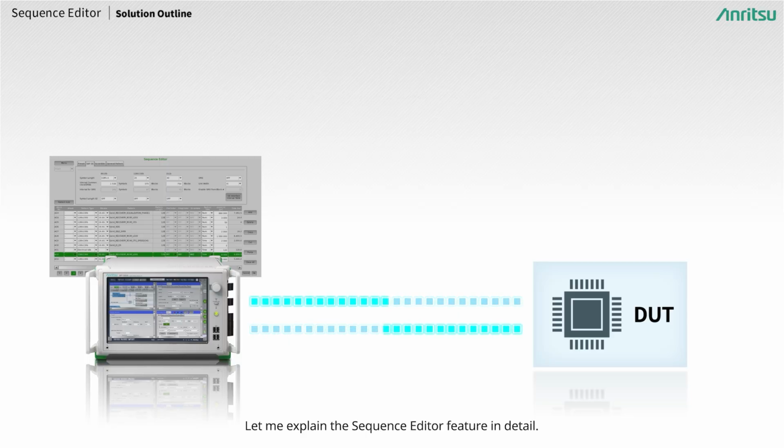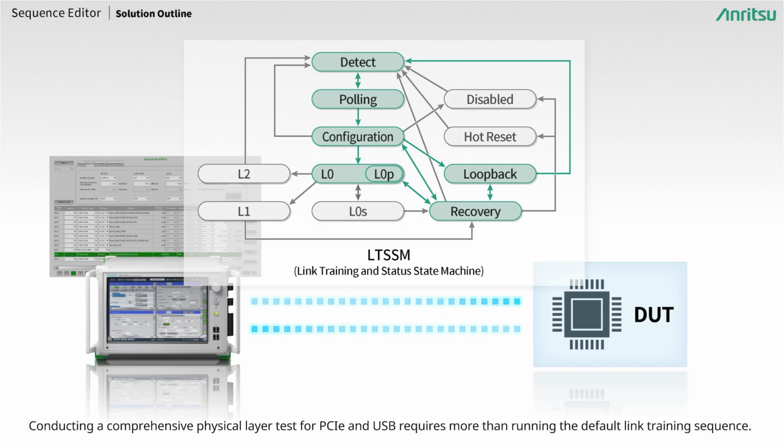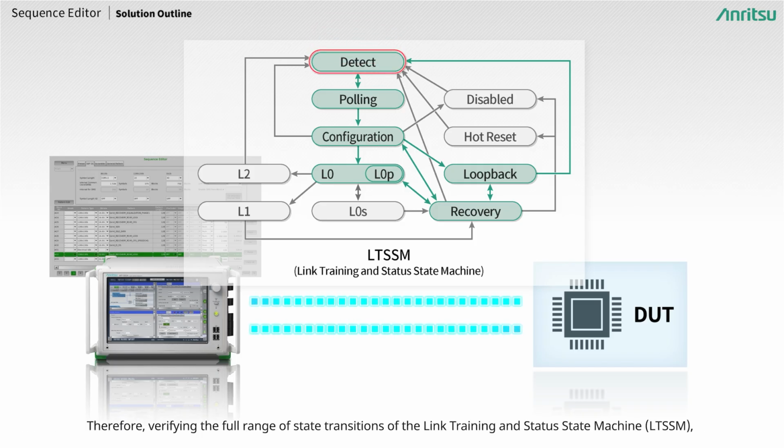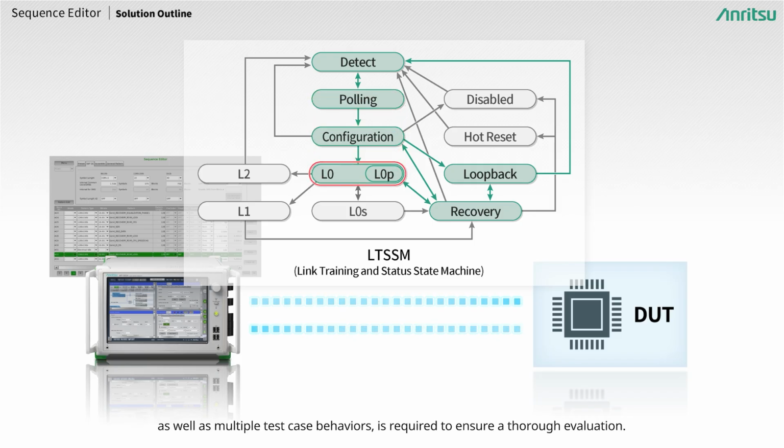Let me explain the sequence editor feature in detail. Conducting a comprehensive physical layer test for PCIe and USB requires more than running the default link training sequence. Instead, the test plan should cover all the state transitions defined by the standard as well as scenarios involving abnormal behavior. Therefore, verifying the full range of state transitions of the link training and status state machine, LTSSM, as well as multiple test case behaviors, is required to ensure a thorough evaluation.